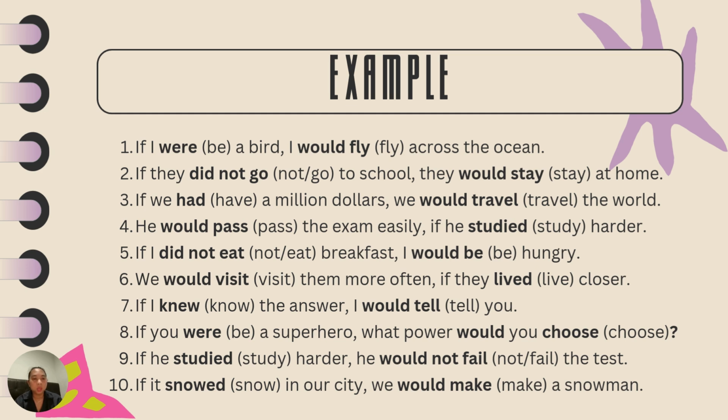Number two, if they did not go to school, they would stay at home. Number two, not go. You use past simple, it becomes if they did not go to school, they would stay at home. Number three, if we had $1 million, we would travel the world. Number four, he would pass the exam easily if he studied harder. Number five, if I did not eat breakfast, I would be hungry. Number six, we would visit them more often if they lived closer.